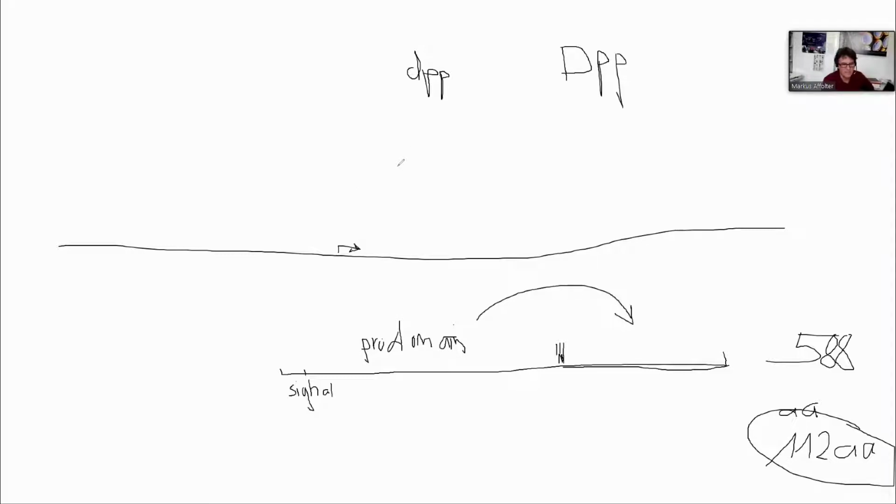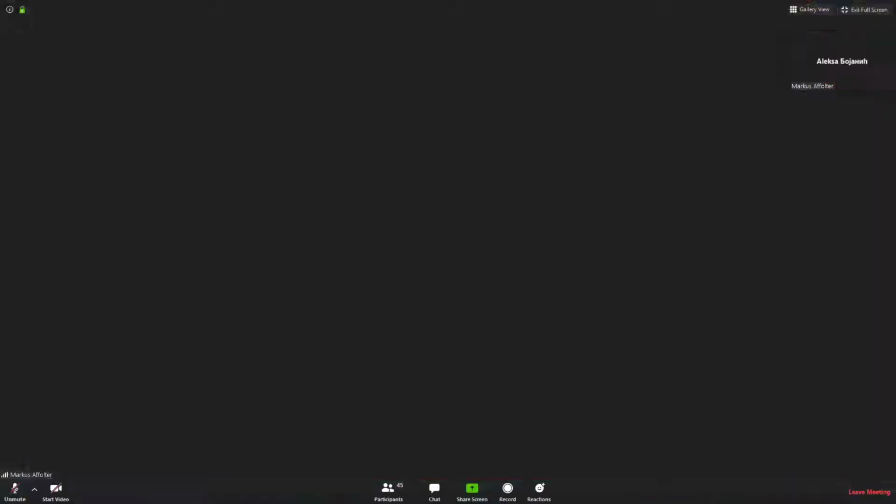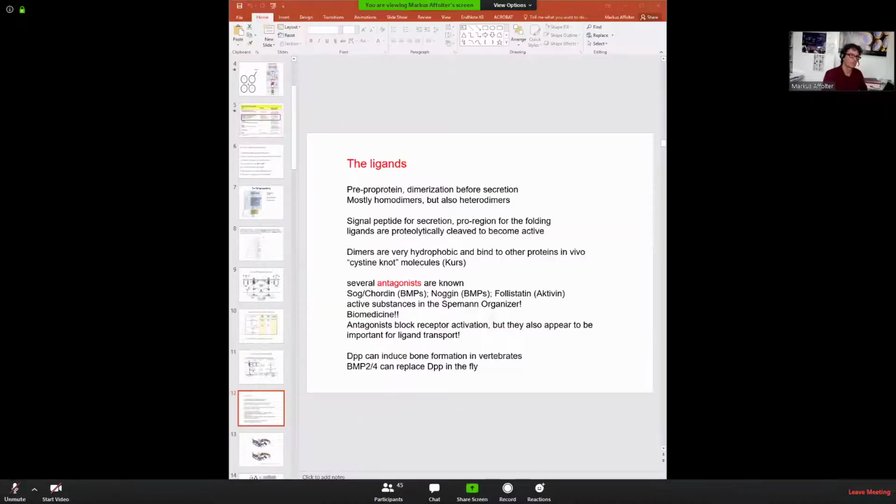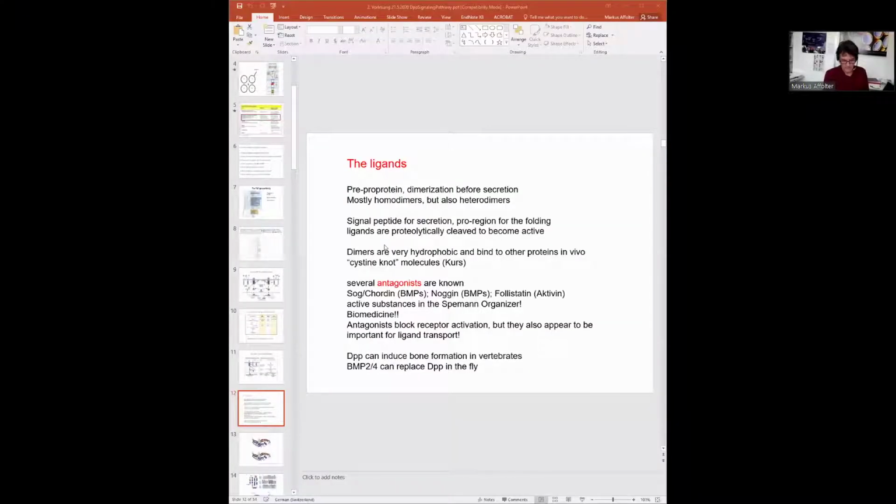And DPP has a very, very funny fold. It's a cysteine knot protein. We'll see it afterwards. So I have to go back now. Stop share screen. Here we are again, and now we share this screen again.